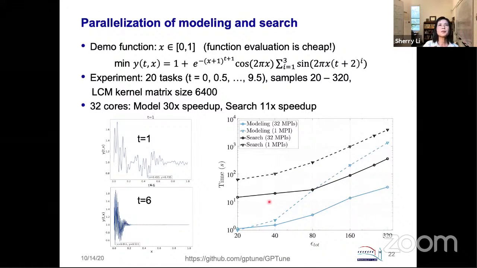Then this is the speedup of modeling. From samples, initially you have 20 up to 320. Then you can see the running time, looking at the black set of two curves. This is the search phase with 1 MPI, this is the search phase with 32 MPI, this is the modeling phase with 1 MPI, and modeling with 32. So you see the benefit of parallelization.